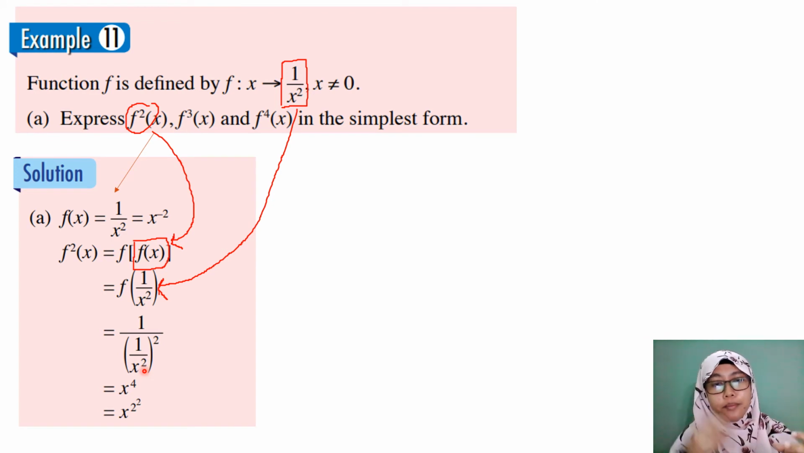Dia dalam function ada function lagi. So, if you simplify, kalau kamu tengok dekat sini, you need to simplify 1 over 1 over x power of 2. Kamu simplify in the simplest form, you will get x power of 4. Okay, so x power of 4 ni is a final answer. Okay, this is your final answer. Okay, sekejap ya.